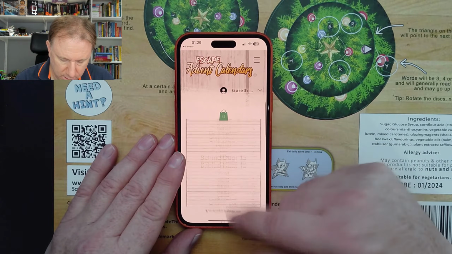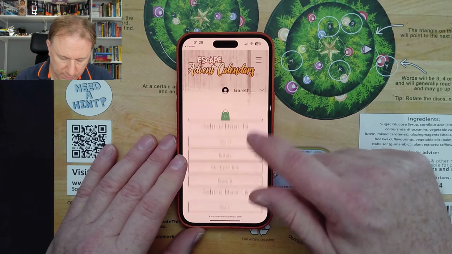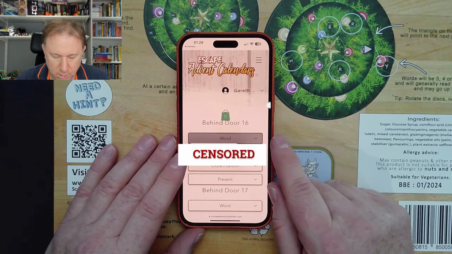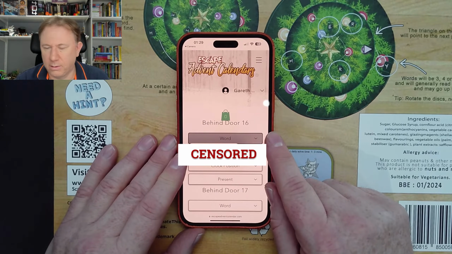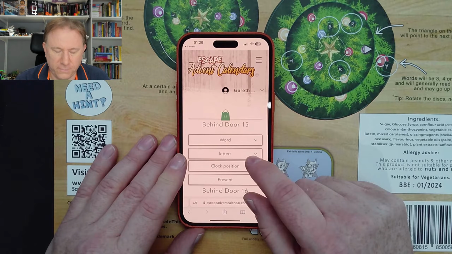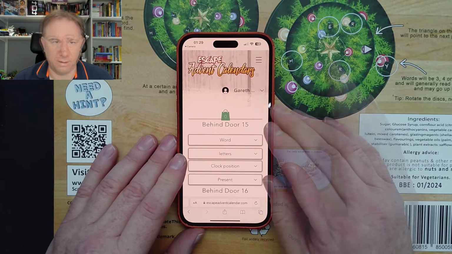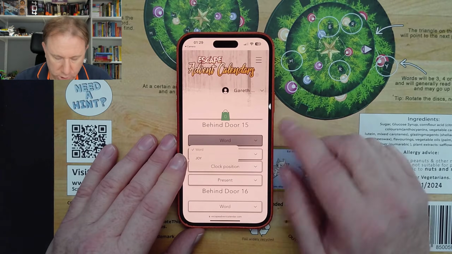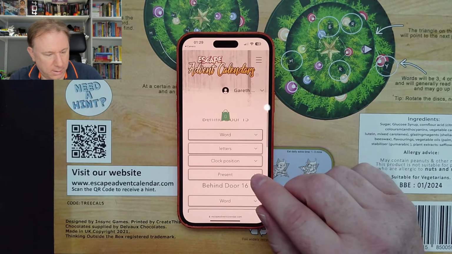Behind door. The numbers above it. Behind 4, 13, 44. Behind door 16. The word is not joy. No, wait, it's not door. It's behind door 15. Sorry, I got confused. I've censored the word I accidentally revealed for tomorrow. Joy, like I thought. Okay, great.